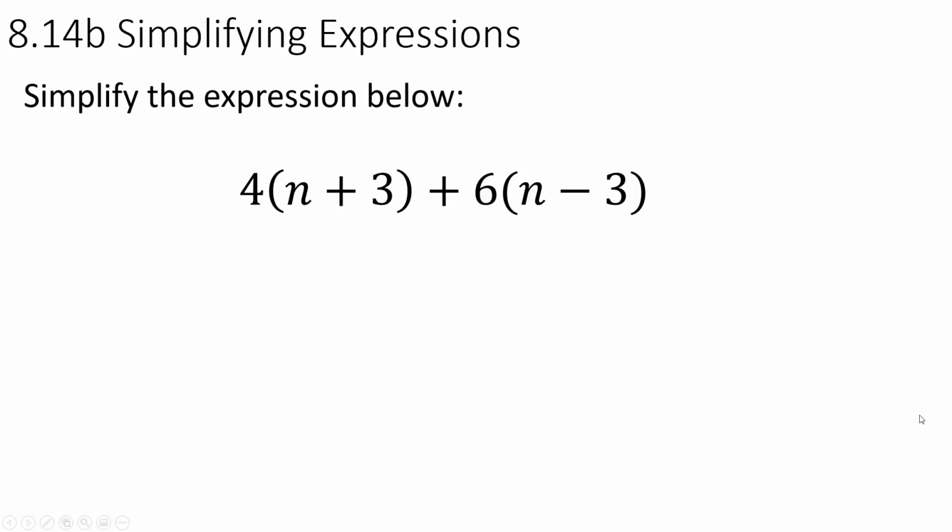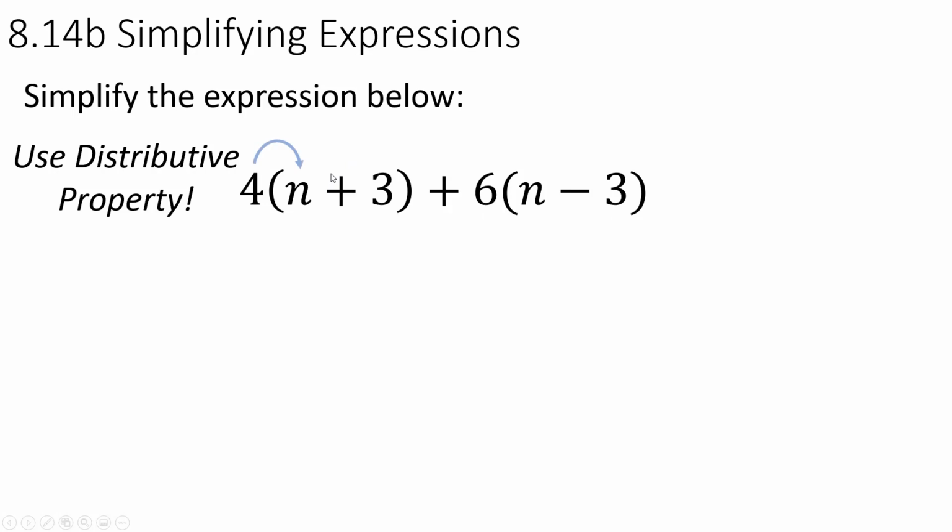All right, simplifying expressions. So when you do this, you want to apply what's called the distributive property. So hopefully that's nothing brand new to you. The distributive property is when you have a number multiplied by a quantity. 4 times the sum of n and 3, 6 times the sum of n and -3.